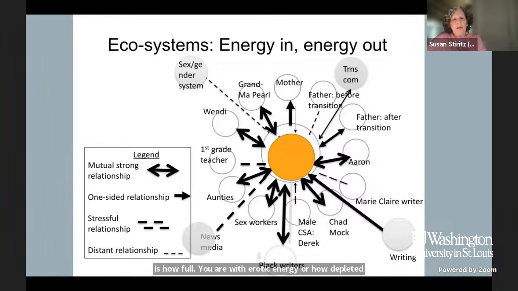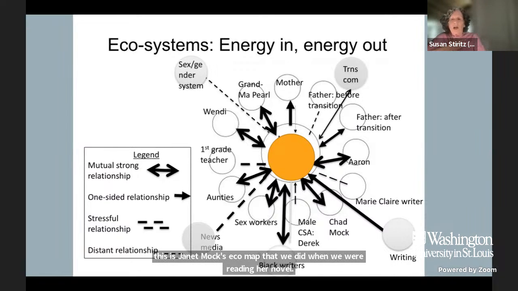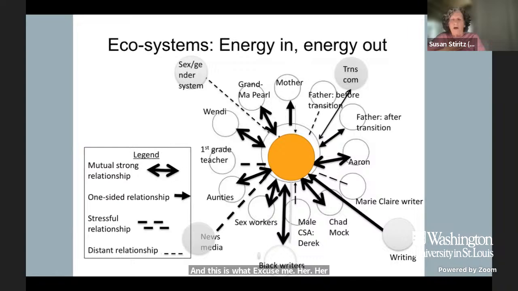So this is Janet Mock's Ecomap that we did when we were reading her novel. And this is what her erotic sources look like after she transitioned and became the woman that she always knew she was, but had not been treated as. We should see that she has a lot of mutual, strong relationships now, but still some one-sided relationships with people who are not treating her transition fairly, and some stressful relationships and some distant relationships also.